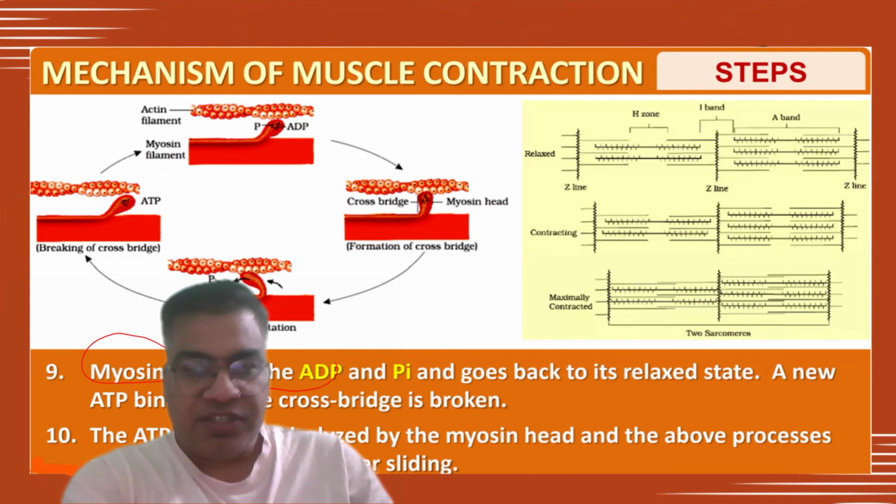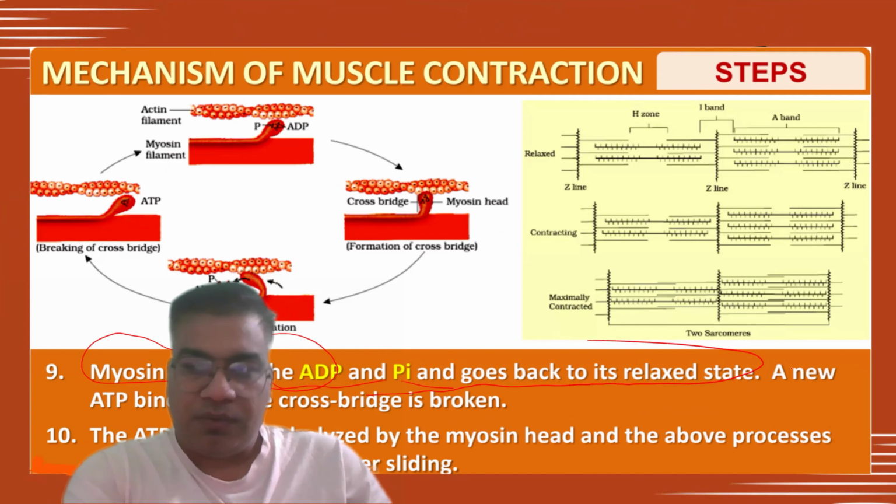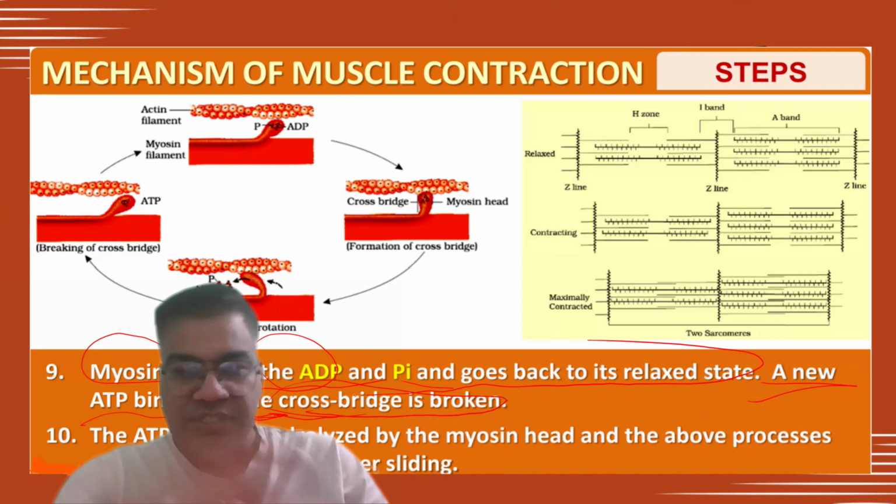Myosin releases the ATP and phosphate and goes back to its relaxed state. Now a new ATP binds again, and the cross bridge is broken. So this cycle is repeated again and again.